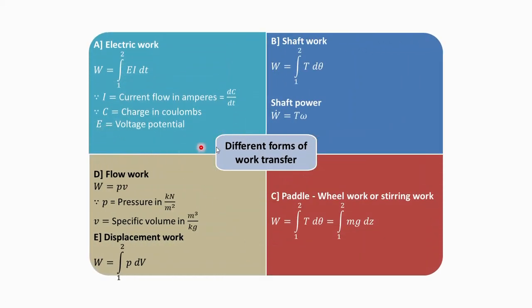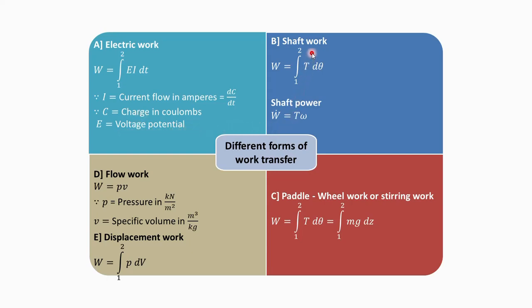So in the different forms of work transfer, we have first one as electric work, which is given by W is equal to integration from 1 to 2 of EI dt, where I is the current flow in amperes and it is the rate of change of charge. C is the charge in coulombs, E is the voltage potential.